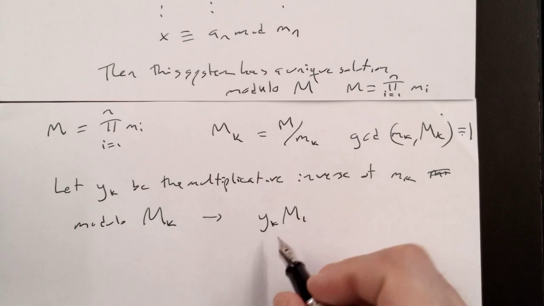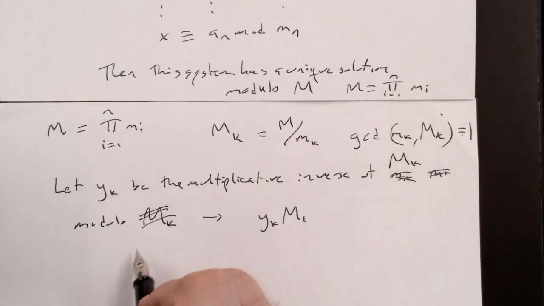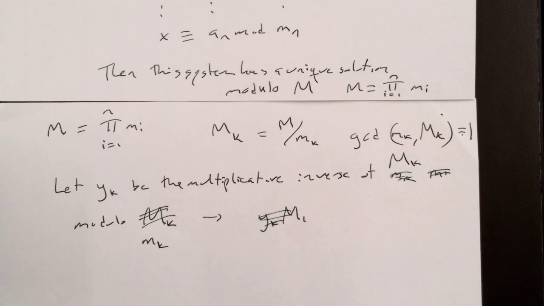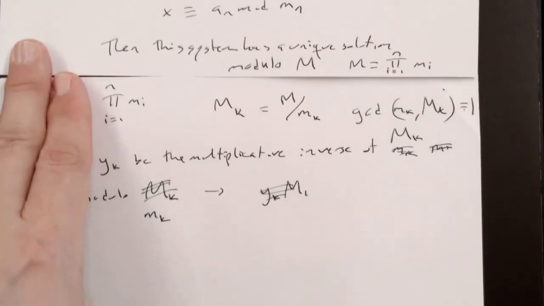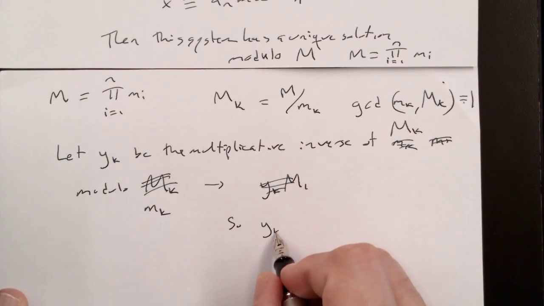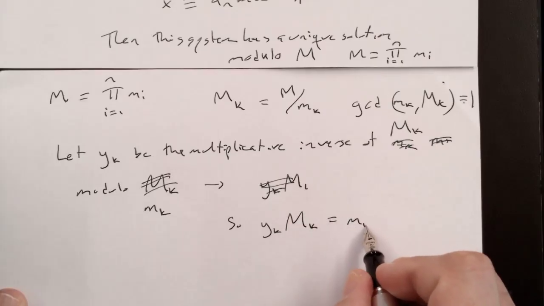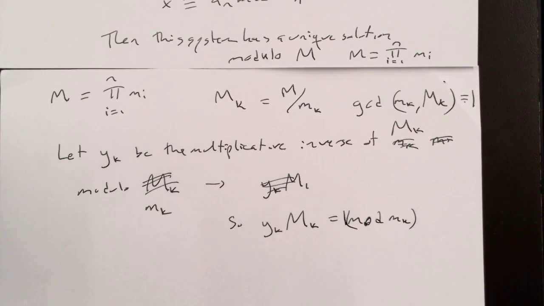Wait, reverse those. Capital M here, little m here. Why? Because the little m's are the moduli. Sorry. Remember, the little m's up here are the moduli. So yk times capital Mk is congruent to 1 mod little mk.